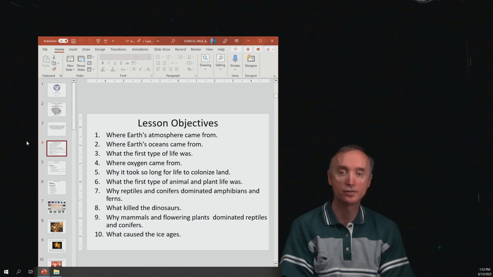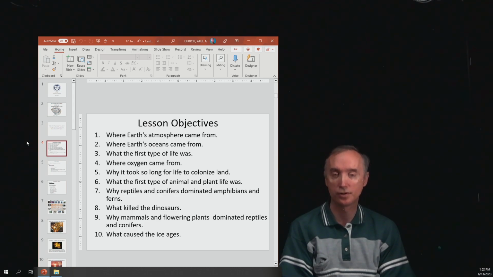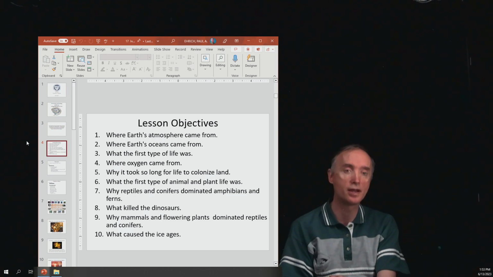Explain what killed the dinosaurs. Explain why mammals and flowering plants dominate reptiles. And then explain what causes the ice ages. So concentrate on these 10 learning objectives as we go through this material.